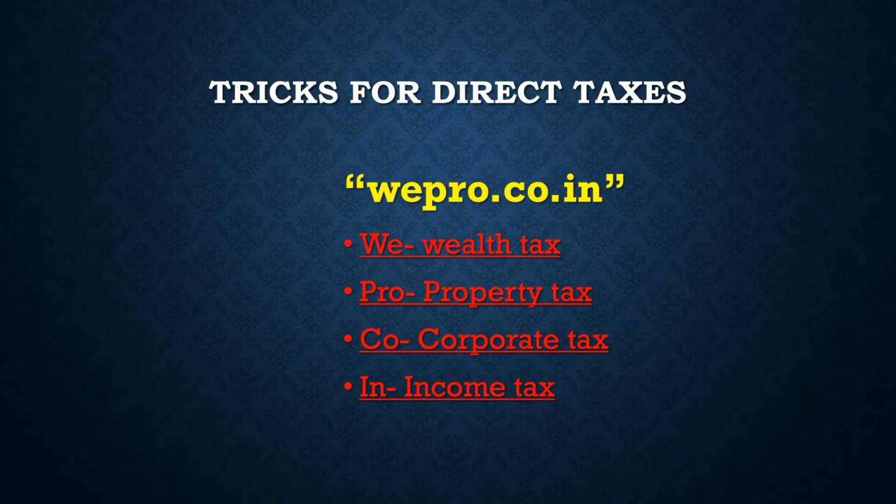So the trick for direct and indirect tax is wepro.co.in. Friends, this is a very simple trick and you can remember it easily. It's wepro.co.in. So V stands for wealth tax, Pro stands for property tax, Co stands for corporate tax, and In stands for income tax.